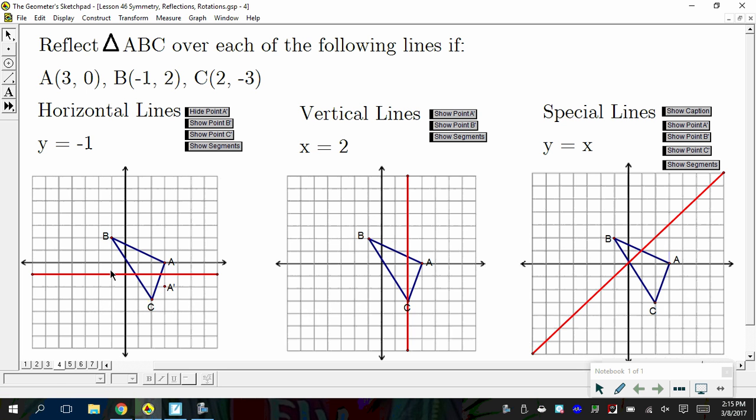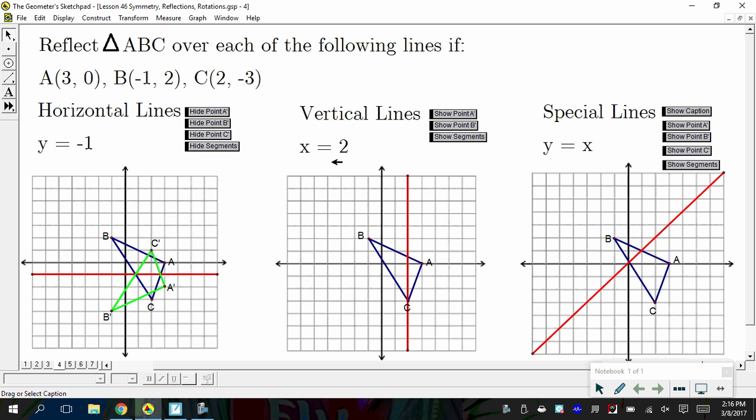B is 3 units above the line of reflection, so B prime is going to be 3 units below. C is 2 units below, so C prime is going to be 2 units above. And now we can just connect those 3 points and the green triangle is my reflected triangle.